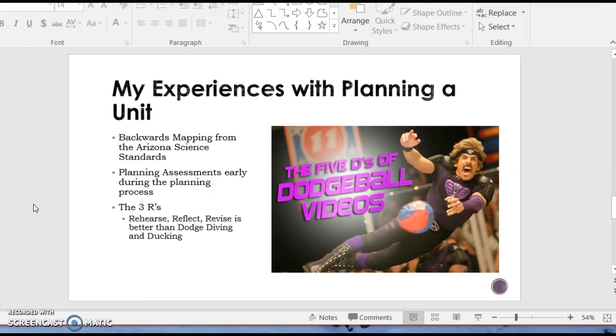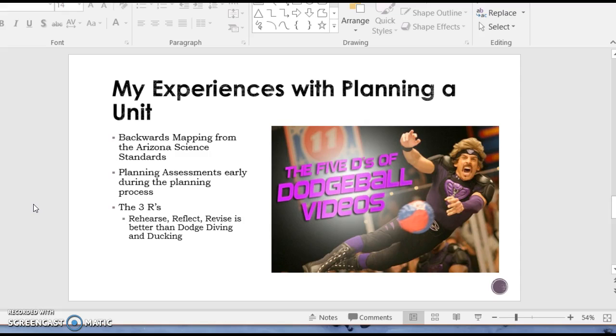So my experiences in planning a unit were such that it was real important to me that you use backwards mapping, especially for the Arizona Science Standards. And then that way I could use the objectives from that standard to develop my unit and also my lessons in a coherent fashion. It seems that if I plan my assessments early in the process of planning my unit, that things would be easier. In this case for Teach Now, we did not do that, but I certainly see the importance of doing that.